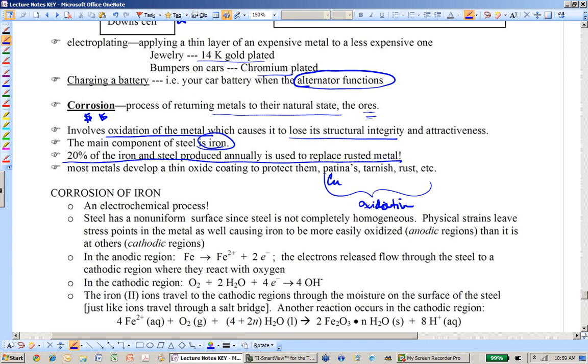Oxidation. Tarnish is what we usually refer to when we talk about silver, and rust is what we refer to as the oxidation of iron. So these are all terms that you've heard before in just general language.